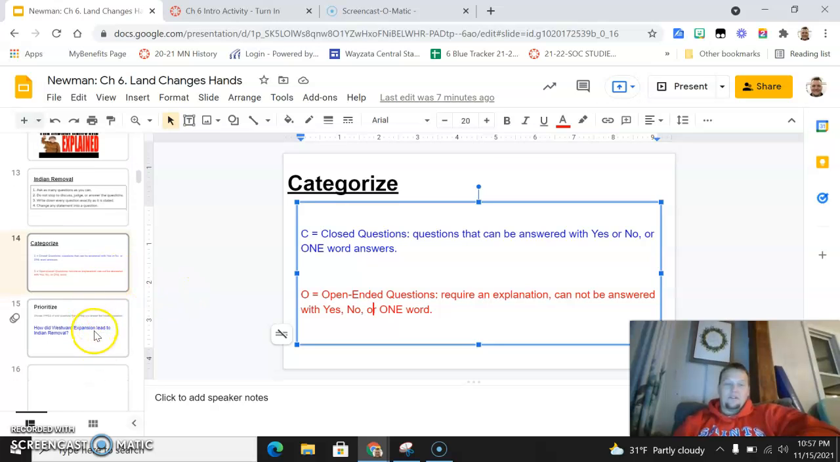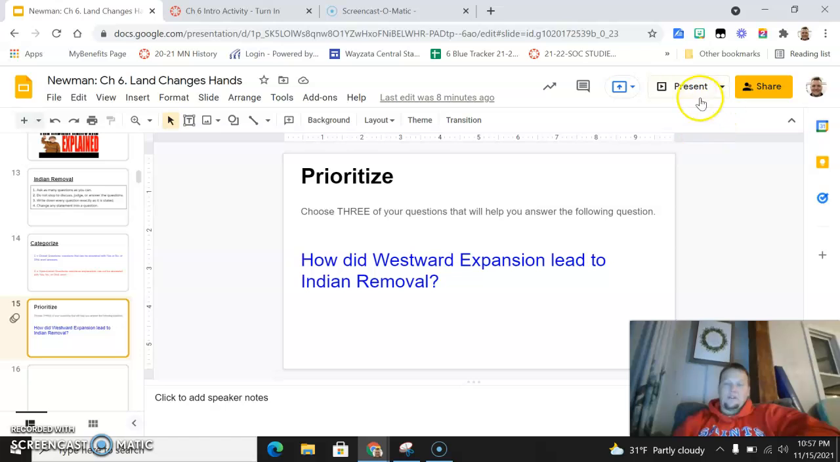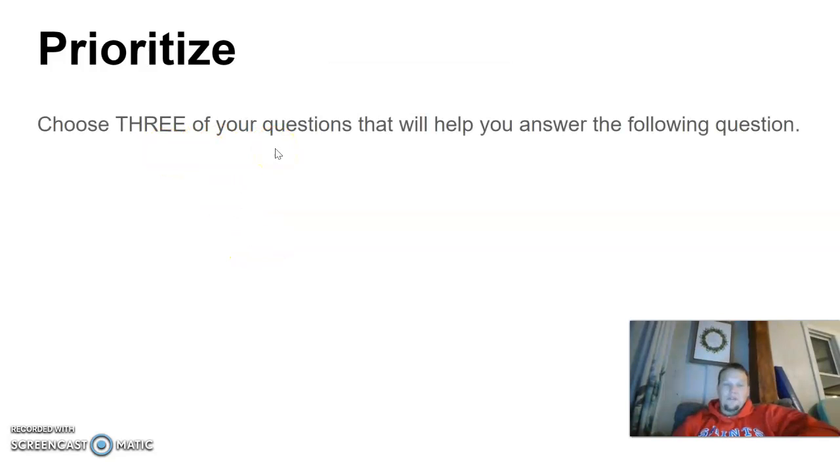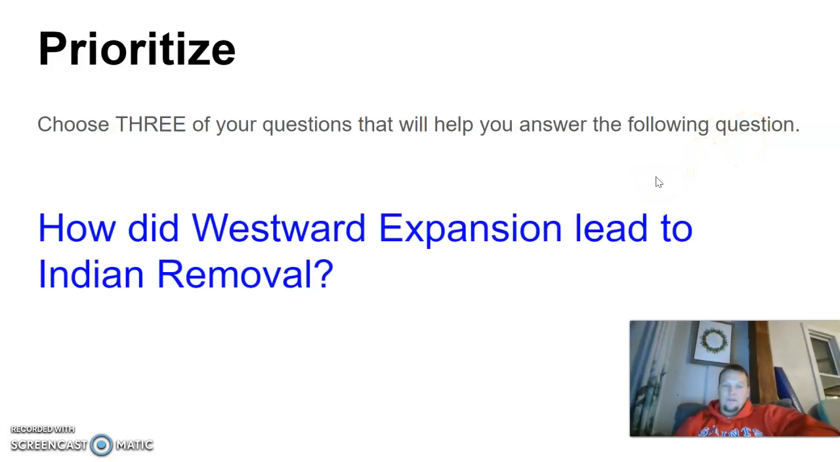After you've categorized your questions, you're going to prioritize. So what that means is you're going to choose 3 of the questions. So you're going to have a whole bunch of questions on that sheet. You're going to choose 3 of those questions that will help you answer this following question: how did westward expansion lead to Indian removal? So as you look at those questions that you created, which 3 will help you lead to this answer? And just circle those 3.